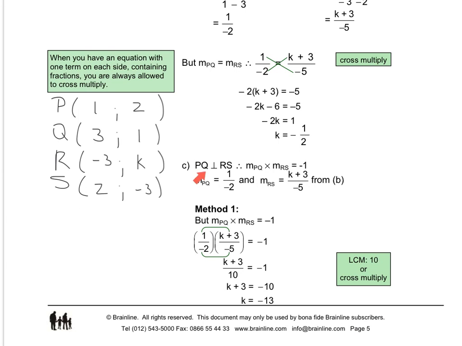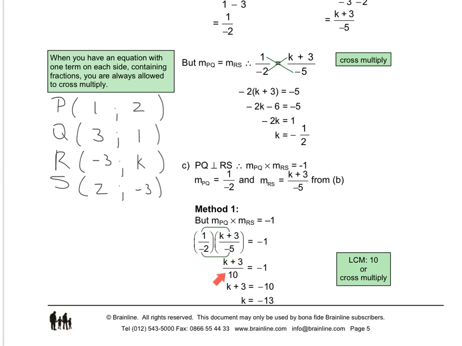Then for perpendicular lines, we know that the product of the two gradients has to equal minus 1. We already worked out the gradient of PQ, which was minus a half, and the gradient of RS, which was k plus 3 over minus 5. So when we multiply these two gradients with one another, it has to equal minus 1. So 1 times the k plus 3 is k plus 3 at the top, and minus 2 times minus 5 gives me a positive 10 at the bottom of the fraction line.